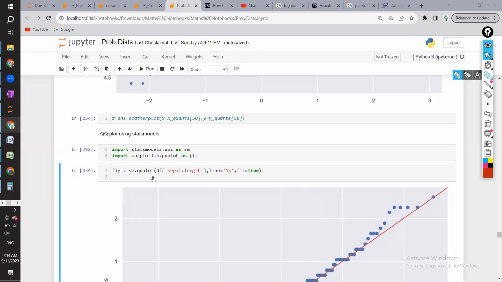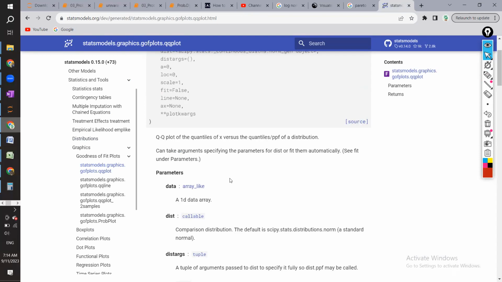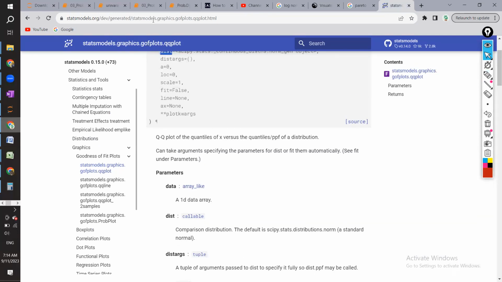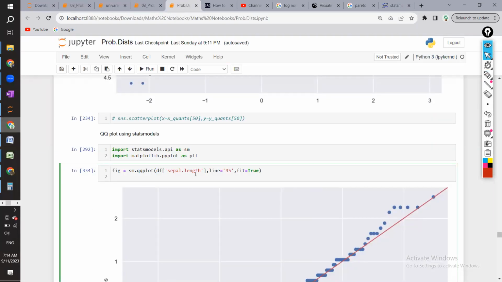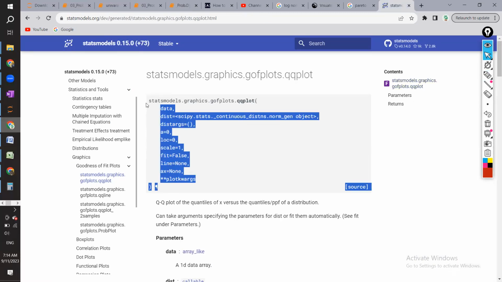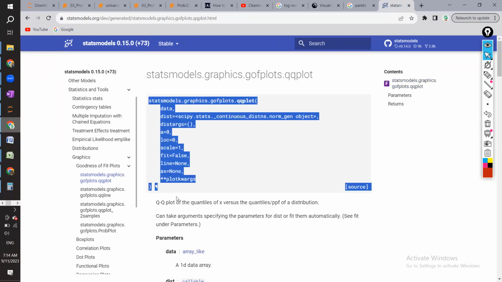What is the actual library definition of QQ plot? You will have so many parameters. See, Karthik, you said that by default it will take, right? That means you don't need to give the dist parameter. While checking for the normal distribution for sepal length, I did not give any dist parameter. Even if you don't give it, don't think that it did not use the dist parameter. Definitely, as per the library, this is the syntax of this QQ plot. Whether you give it or not, 100% it will consider all of these parameters.